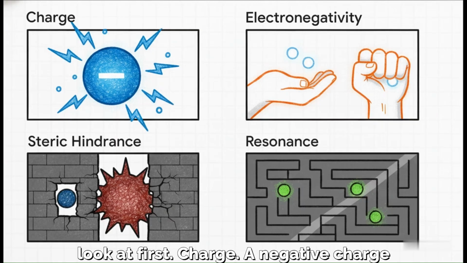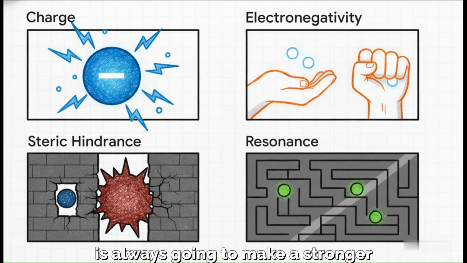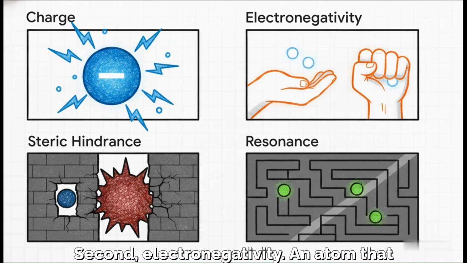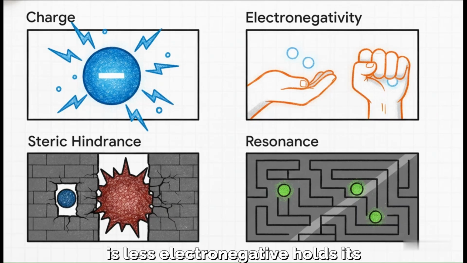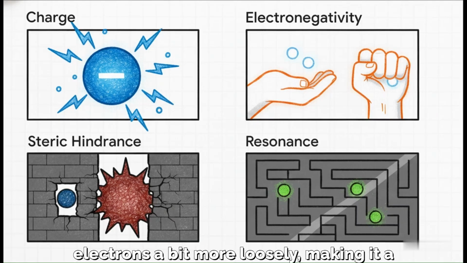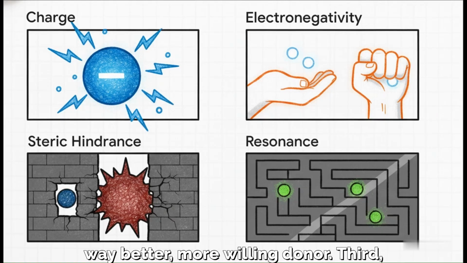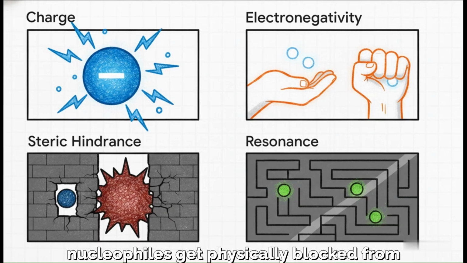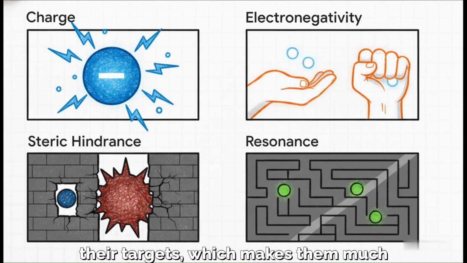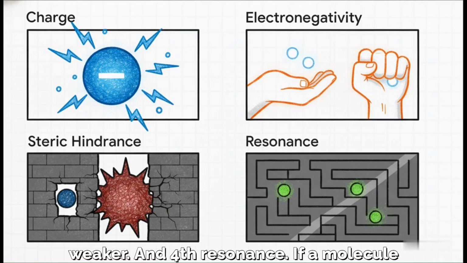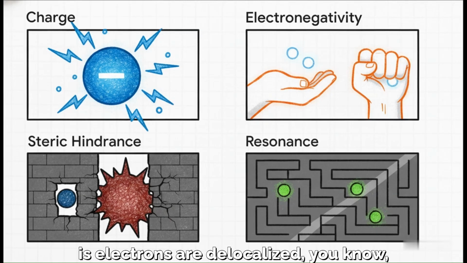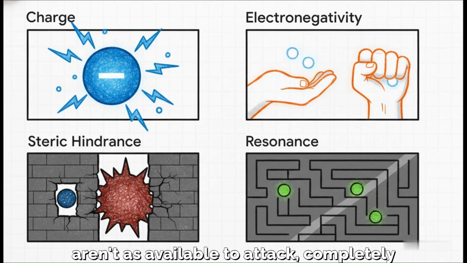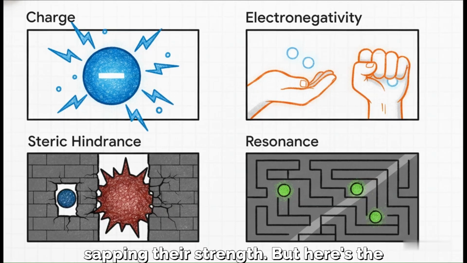First, charge. A negative charge is always going to make a stronger nucleophile than its neutral counterpart. Second, electronegativity. An atom that is less electronegative holds its electrons a bit more loosely, making it a way better, more willing donor. Third, steric hindrance. Big, chunky, bulky nucleophiles get physically blocked from their targets, which makes them much weaker. And fourth, resonance. If a molecule's electrons are delocalized, spread out across the molecule, they just aren't as available to attack, completely sapping their strength.